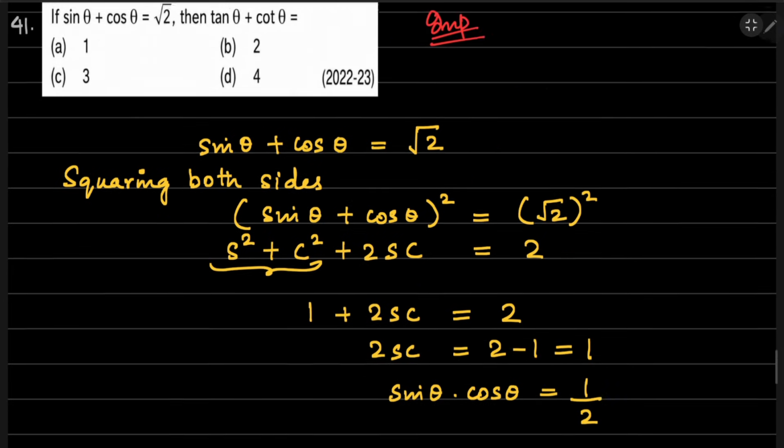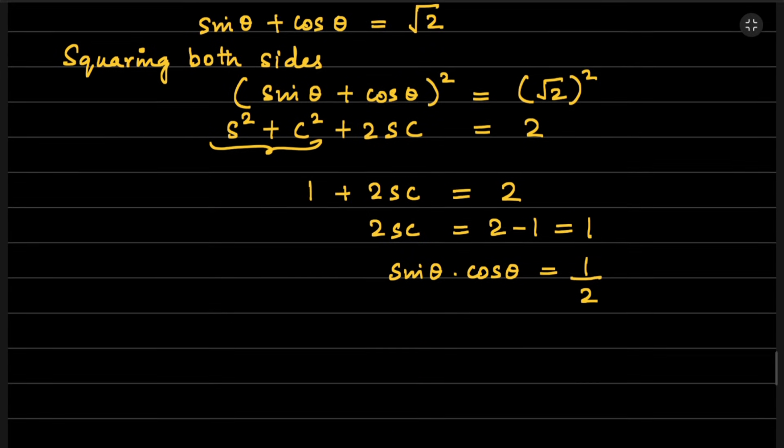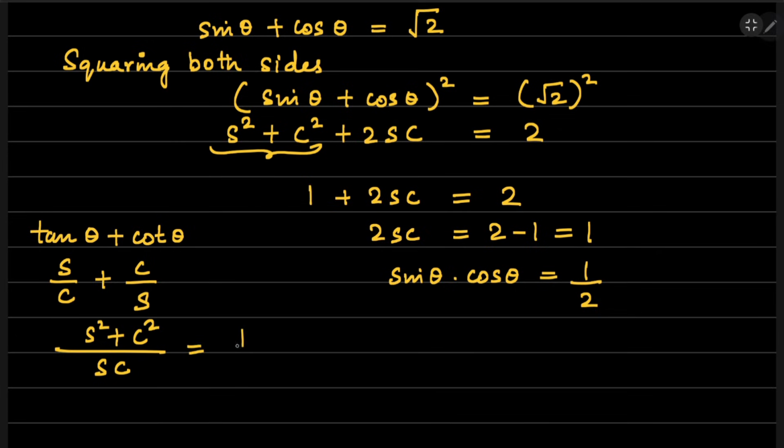Let it be as it is. Now let us simplify tan. What you have to find is tan theta plus cot theta. I can write it as tan theta is sine by cos plus cos by sine. Take the LCM, you have sine cos. So you have sine square plus cos square, and sine square plus cos square is 1, so it is 1 by sine into cos. What is sine into cos? We just got it. It's 1 by 2. So 1 by 1 by 2 is equal to 2. And that's your correct answer.